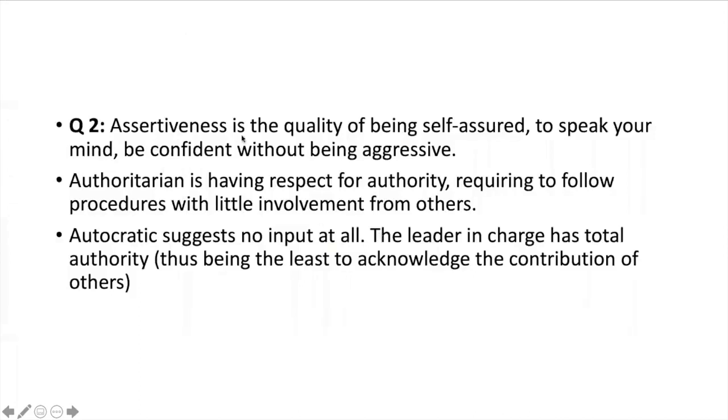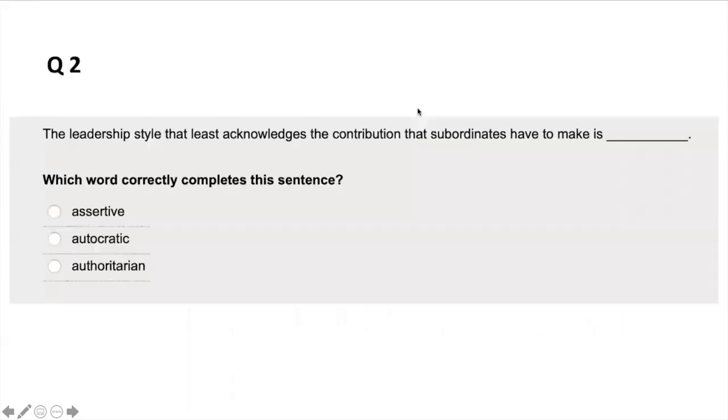So assertiveness is the quality of being self-assured, to speak your mind, be confident without being aggressive. So here, subordinates, of course, are allowed to speak. It's not one-sided in that sense, okay? So assertiveness is not a good answer here because the question, coming back to this, states that the leadership style, this is in the leadership chapters, that least acknowledges the contribution of others, of subordinates to the leadership.